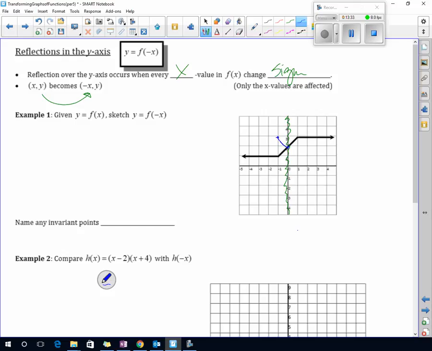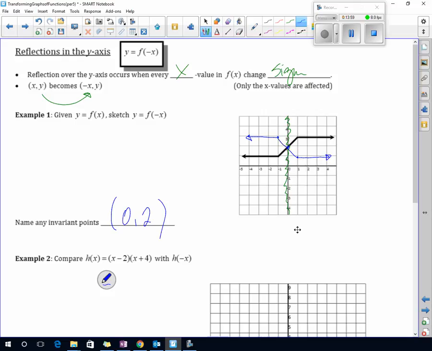You keep on going. Yeah? So what's my invariant point this time? 0, 2. Make sure you use brackets around your coordinate, otherwise you'll lose a half mark. Okay, let's move on. Easy, right? Sure.